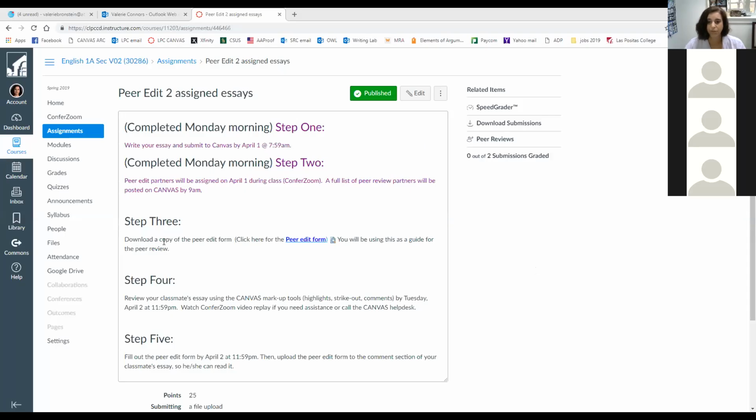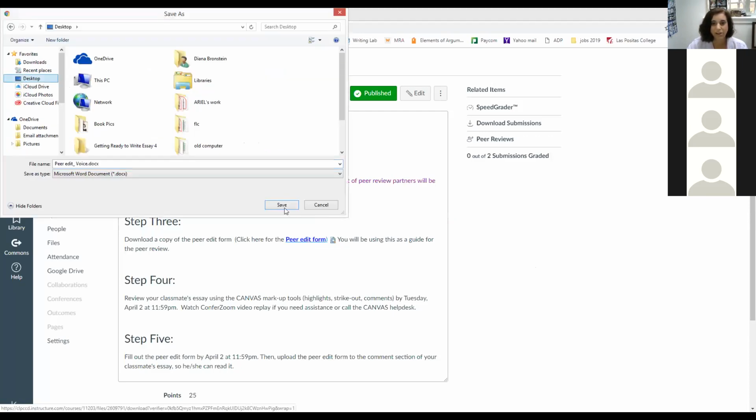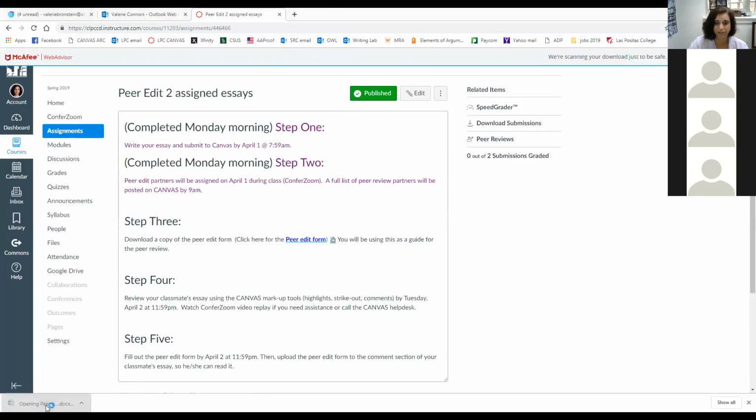Okay, so the next step you're going to do sometime today is you're going to download this peer edit form. So you're going to click on this form, save it wherever you do, your desktop or so forth, and open it up. Mine's just opening really slowly here. Let me see if I can find that peer edit form. There it goes. I think my peer edit form opened.